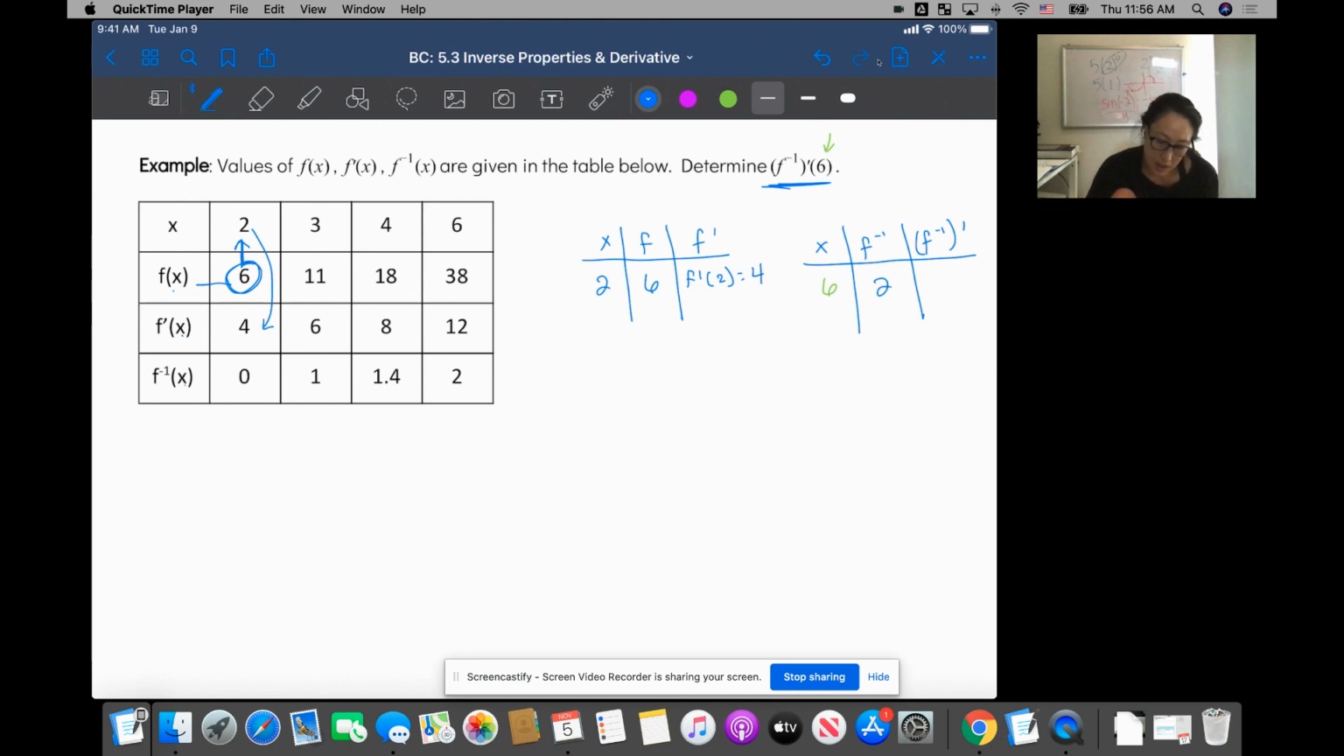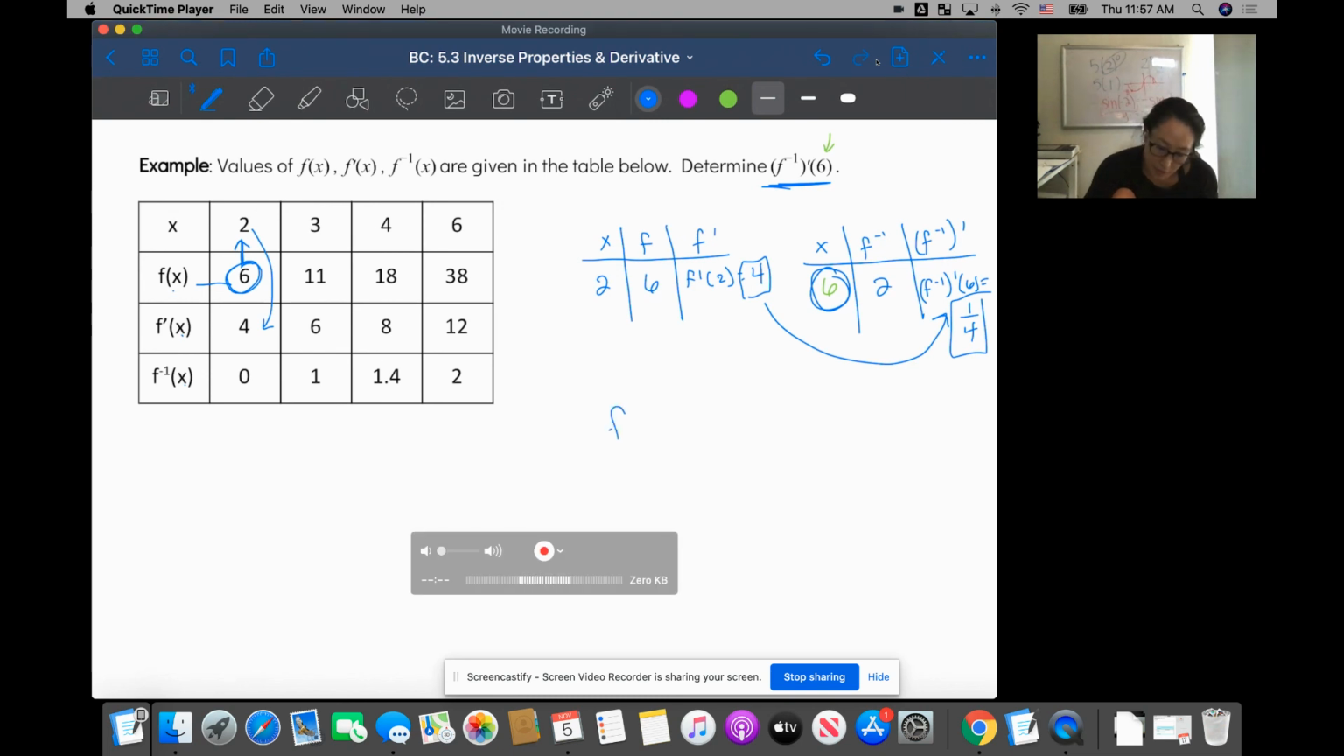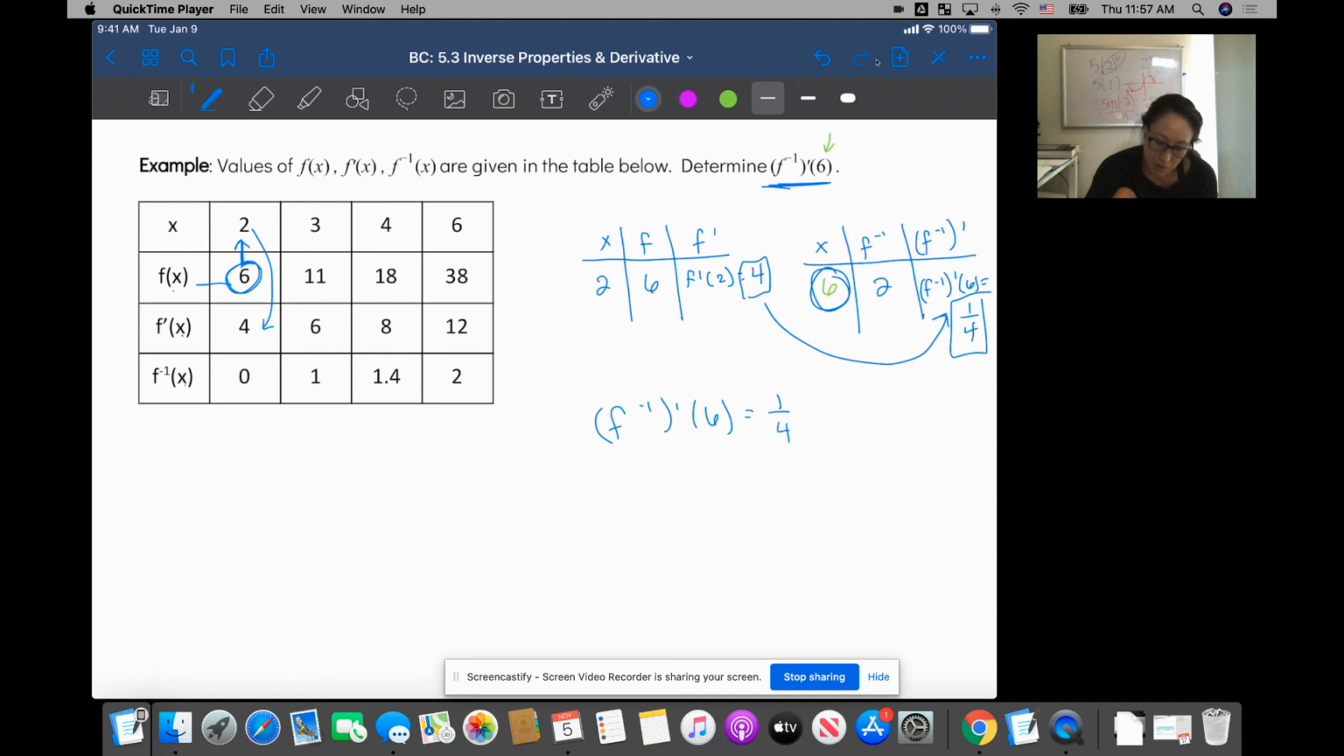okay? And then I can get my f inverse prime of 6, okay, because I'm looking at the original here. 6 is the reciprocal of f prime at x equals 2. So 1/4. So 1/4 too. And we done. So f inverse prime of 6 is equal to 1/4.